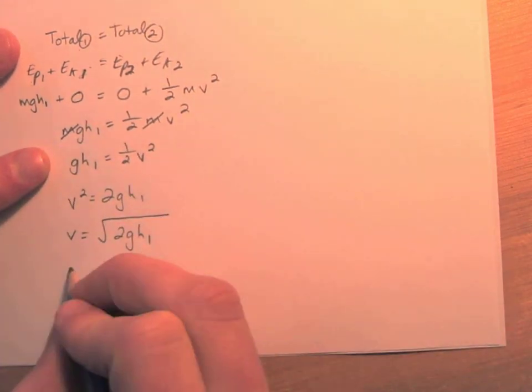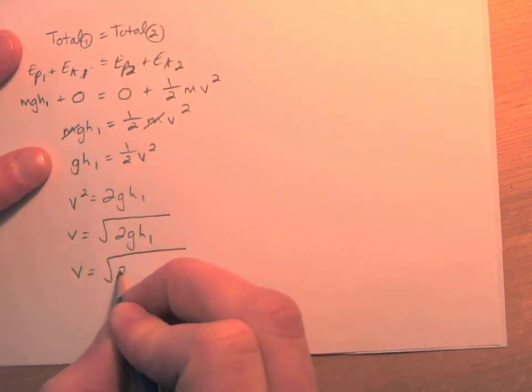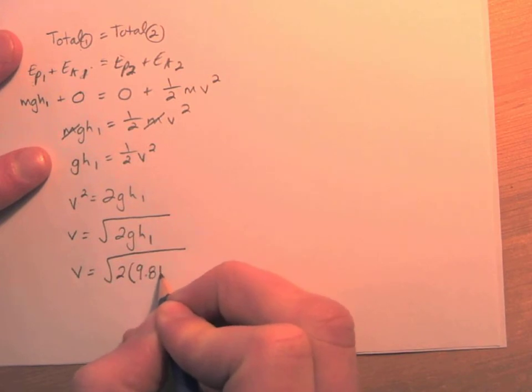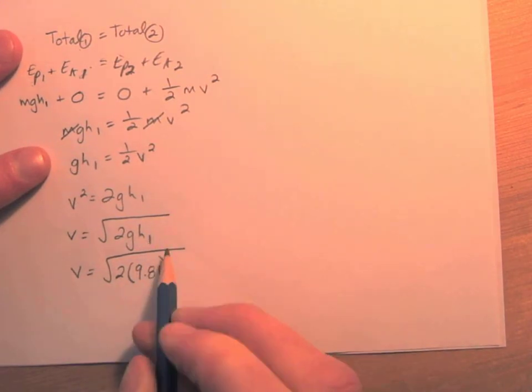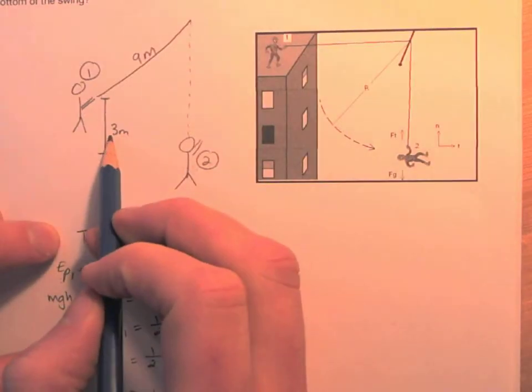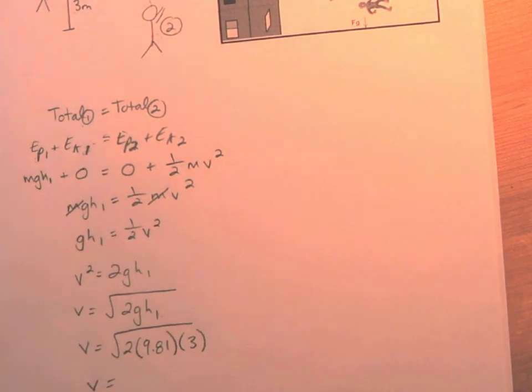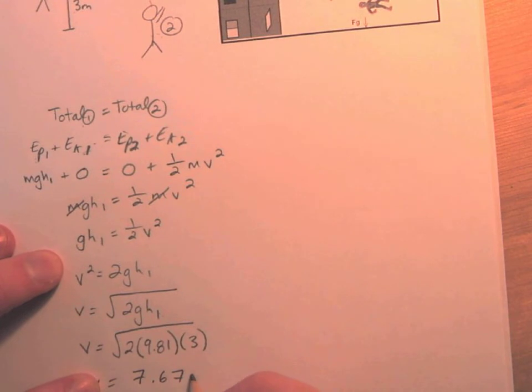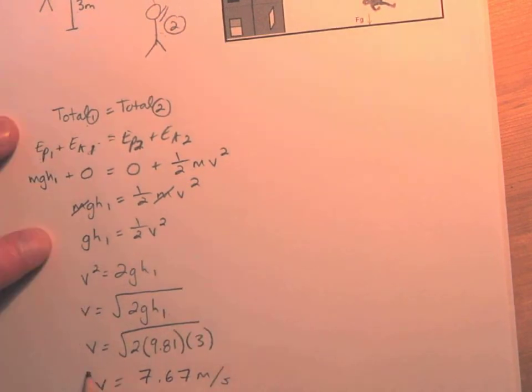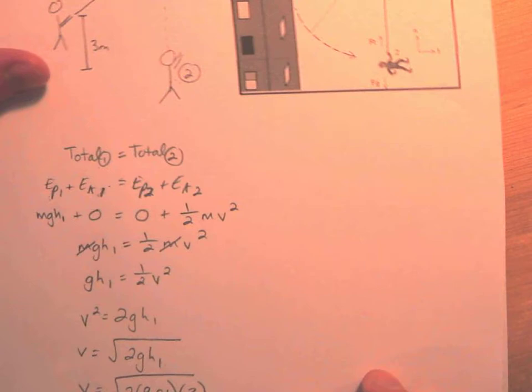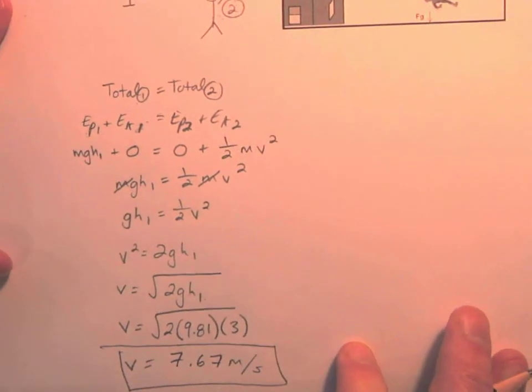And now we can fill in the variables. V is square root of 2. G is just 9.81. And height at spot 1 is 3 meters. So overall our v is going to be 7.67 meters per second. So that's the answer to this question.